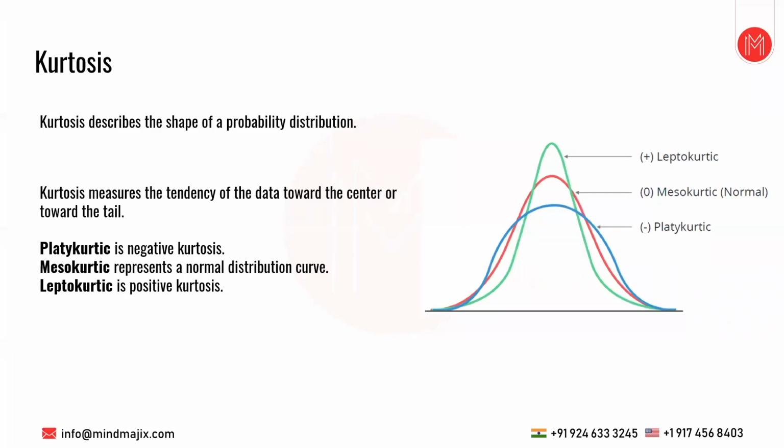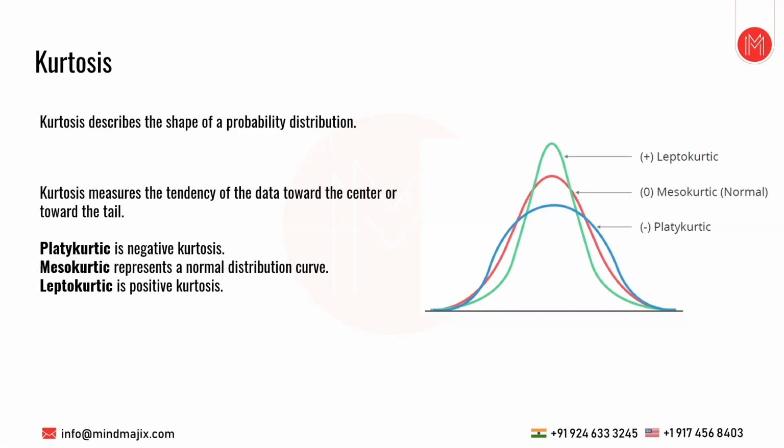Let's talk about kurtosis. What is the meaning of kurtosis, and what are the types of kurtosis? We will have a brief discussion about kurtosis. Kurtosis is a statistical measure used to describe distribution. Whereas skewness differentiates extreme values in one tail versus the other, kurtosis measures extreme values in either tail.